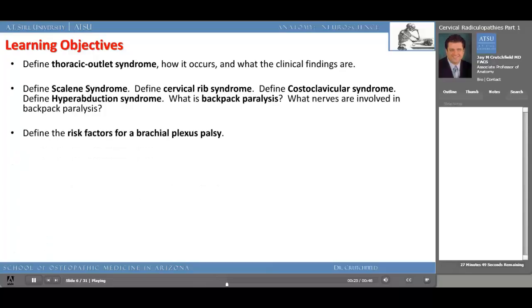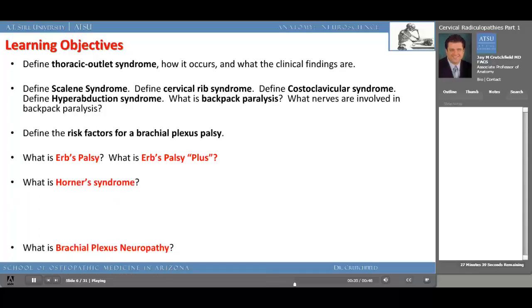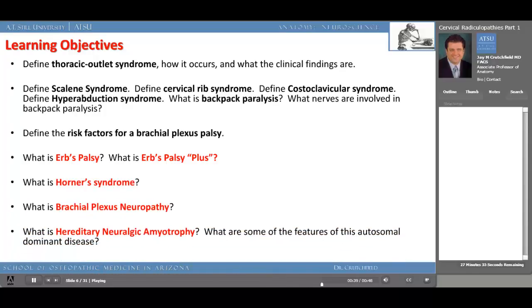Define the risk factors for a brachial plexus palsy. What is Erb's palsy and what is Erb's palsy plus? What is Horner syndrome? What is a brachial plexus neuropathy? What is hereditary neuralgic amyotrophy? And what are some of the features of this autosomal dominant disease?